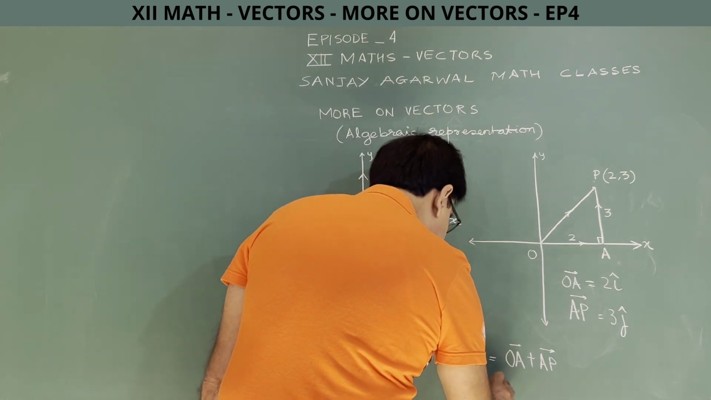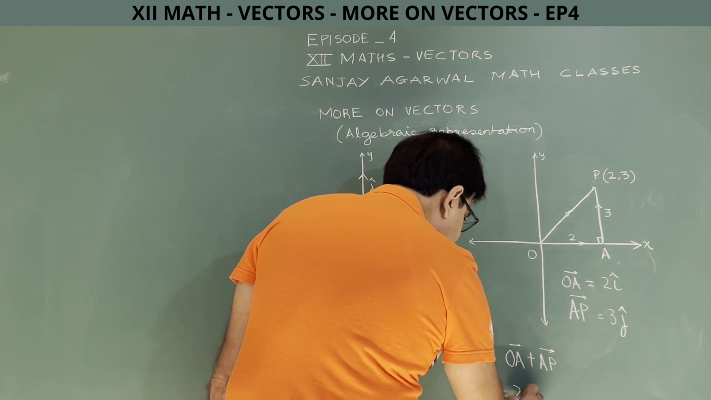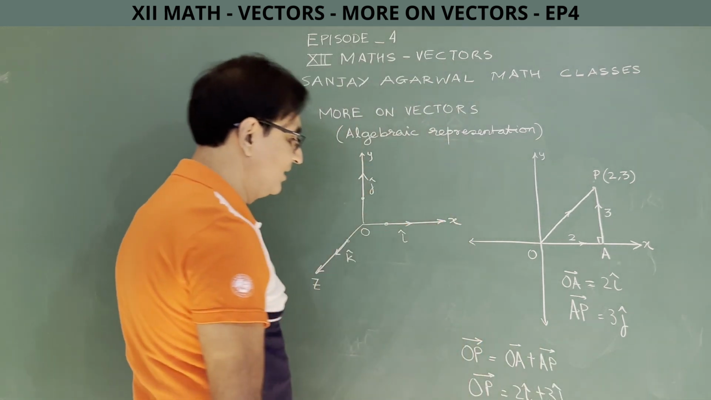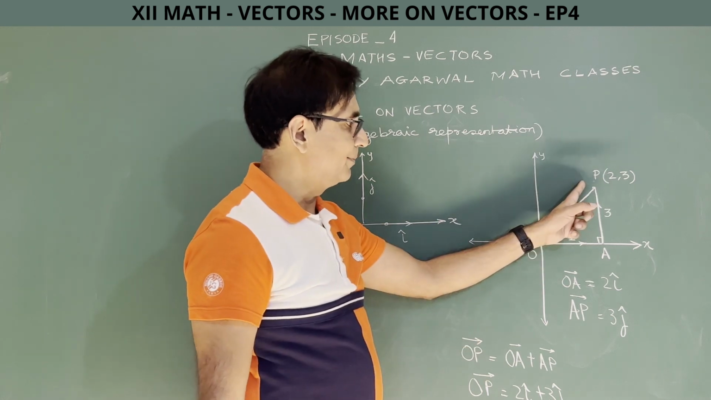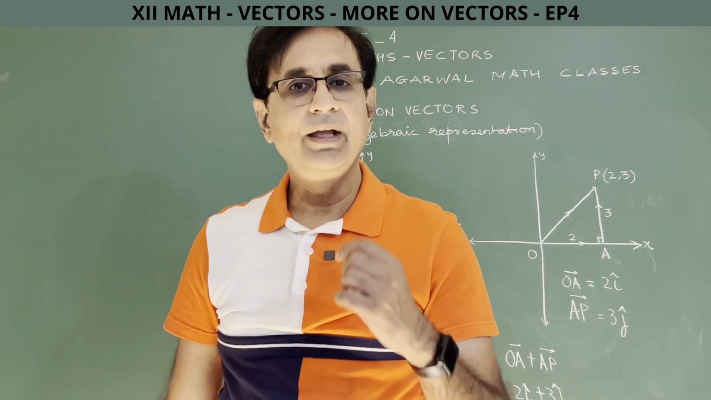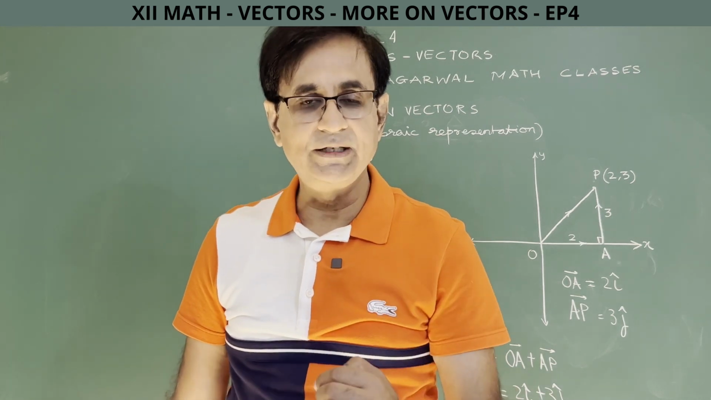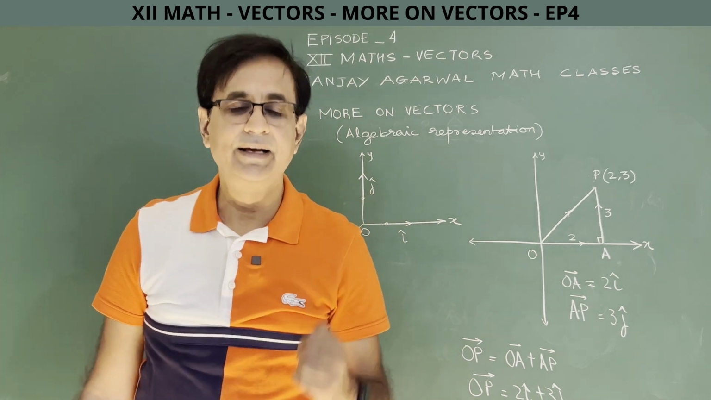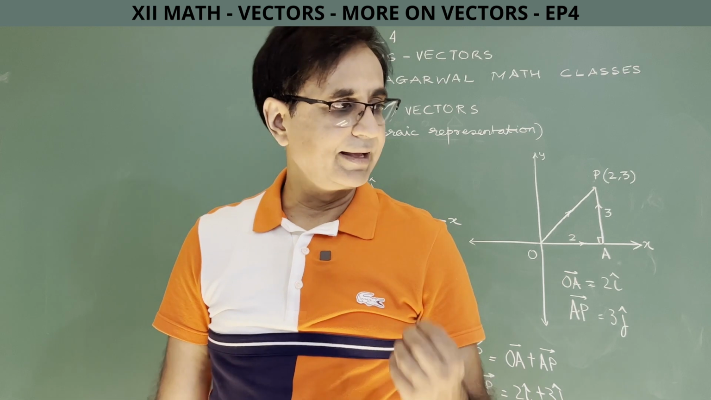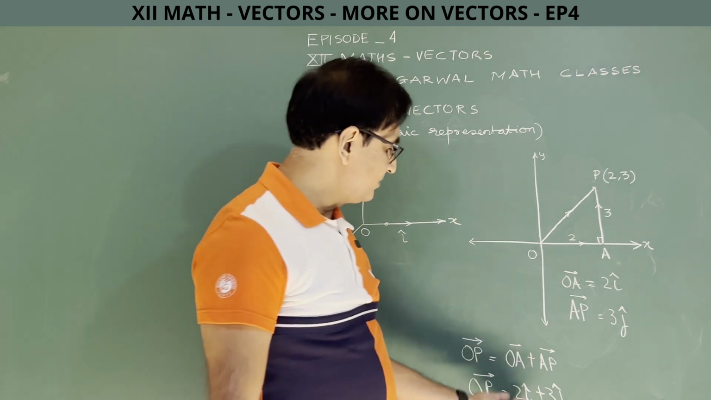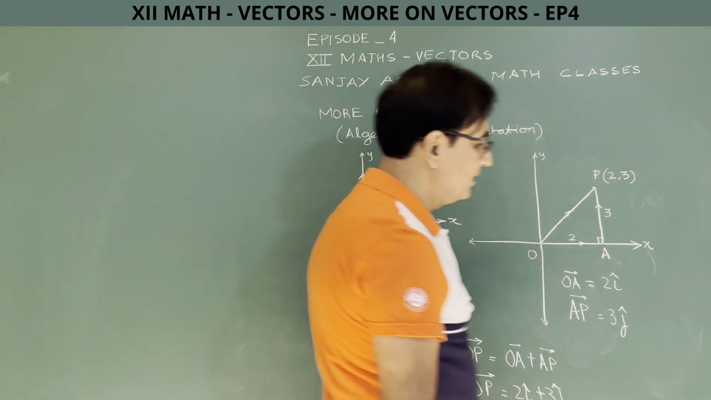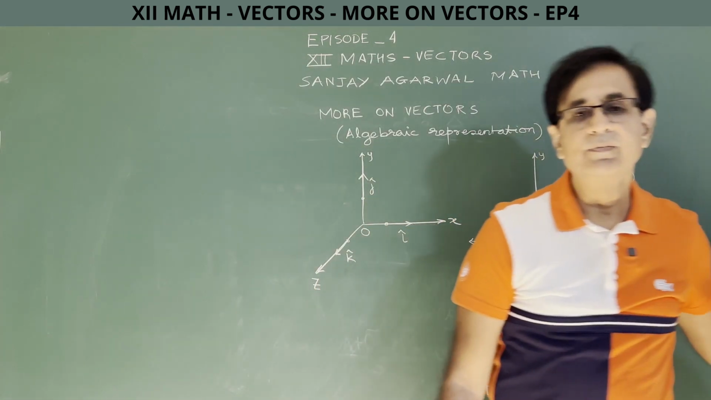So what is vector OP? So vector OP is 2I plus 3j. So you see, you are expressing a position vector of a point in terms of I and j. I am again repeating, every vector henceforth from this point onwards will be represented in terms of I cap, j cap and k cap, and of course you should be clear what is I cap, j cap and k cap. I cap is a unit vector along x axis, j cap is a unit vector along y axis, and k cap is a unit vector along z axis.